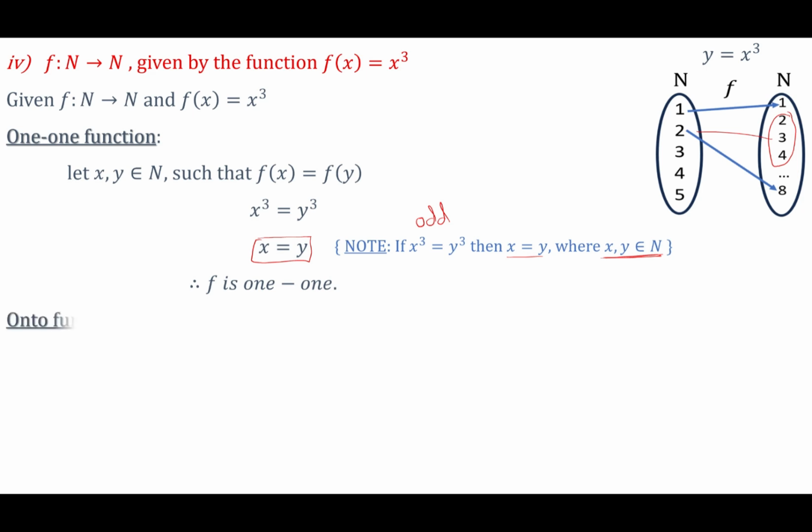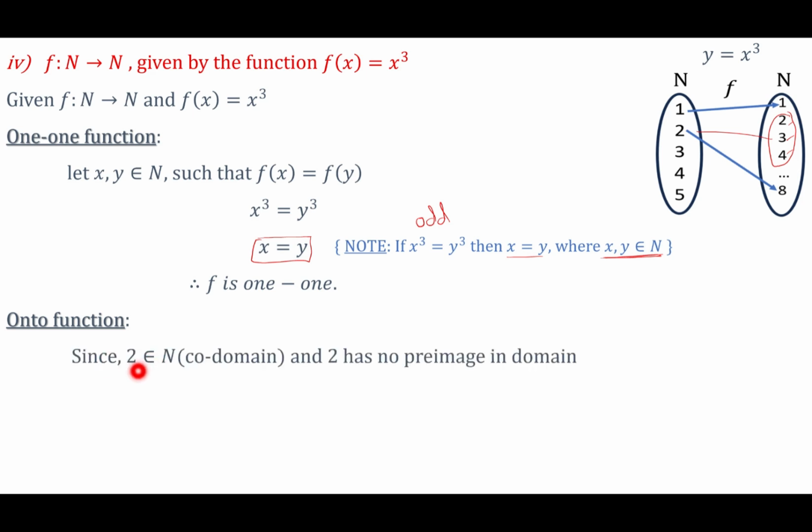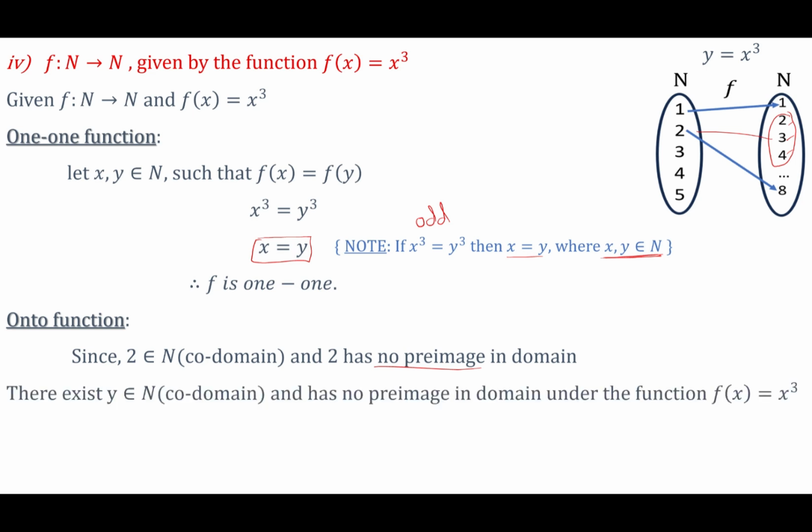Now we go for onto function. If you see the picture, I don't have any pre-images of 2, 3, 4 and many more numbers. So I will write like this. Since 2 belongs to codomain and 2 has no pre-image in domain, it is not an onto function. Generally, we write like this: there exists y belongs to codomain and has no pre-image in domain under the function f of x is equal to x power 3. So the given function is not an onto function.